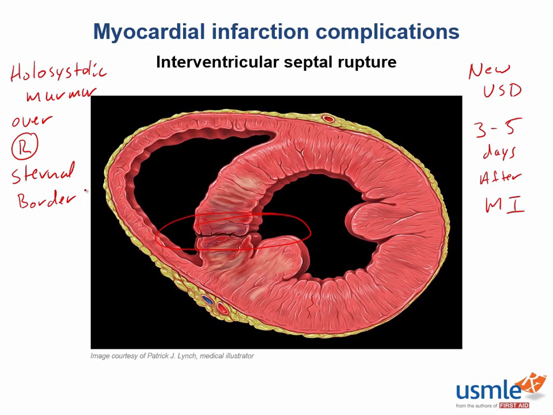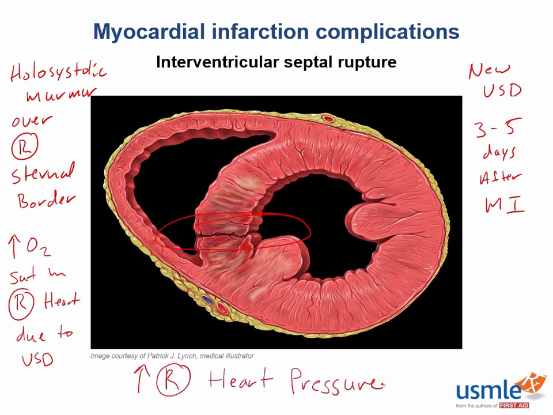Now, with this VSD, if you were to check right heart oxygen saturations, you would see an increase in the oxygenated blood from the left ventricle crossing through the VSD into the right heart. You would also see increased right heart pressures due to excess blood being transmitted from the left ventricle into the right ventricle through the VSD.